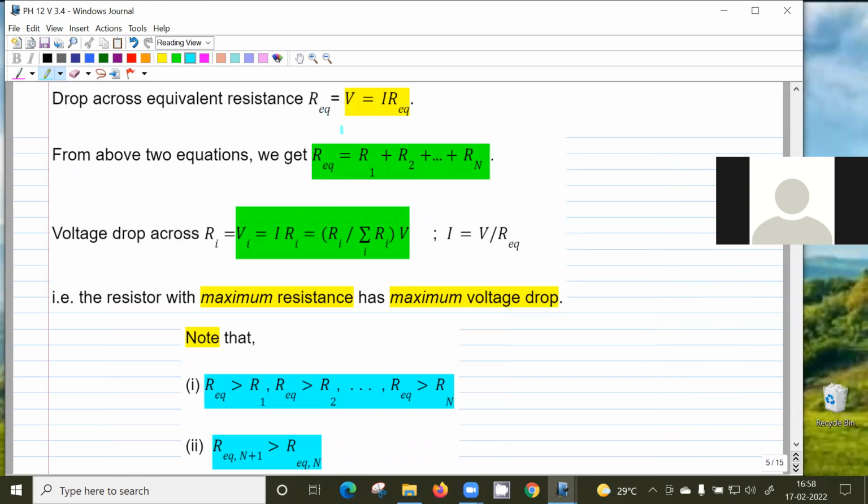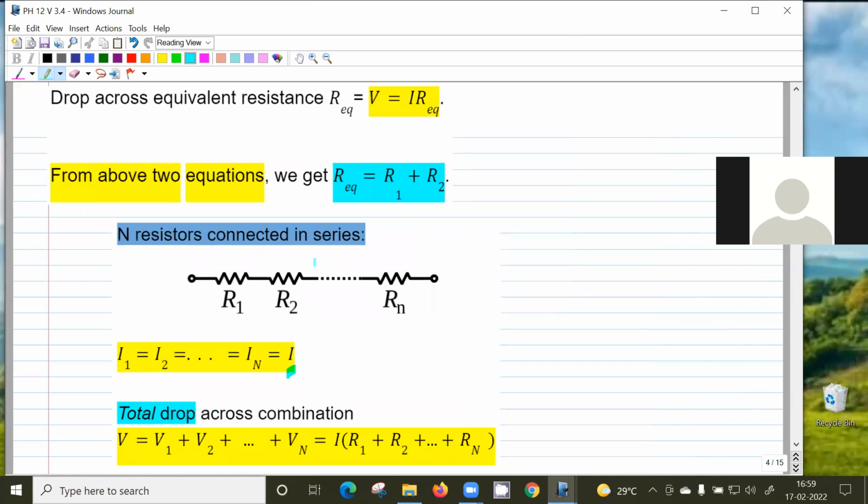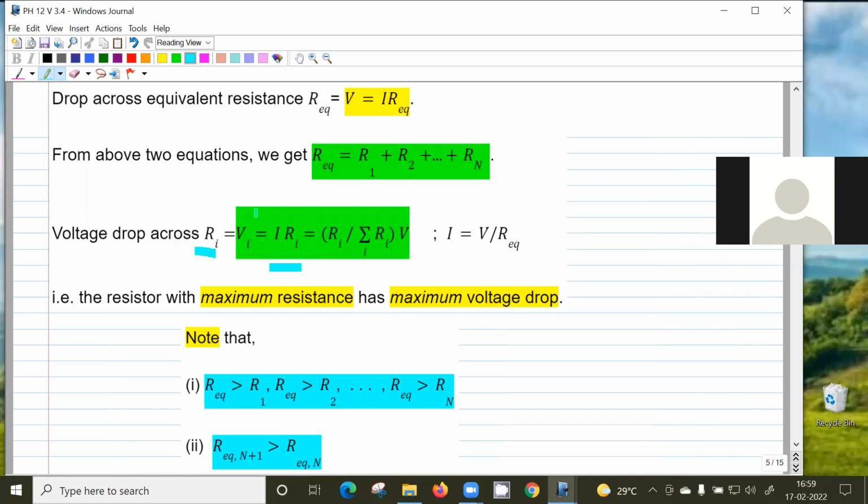And V equivalent, in the equivalent circuit, is I into R equivalent, right? Yes, sir. And R equivalent is R1 plus R2, so on to Rn. It's a series combination. So the voltage drop across any Ri is I into Ri. Take the ith resistance here. The voltage across that is I into Ri. Current is the same.